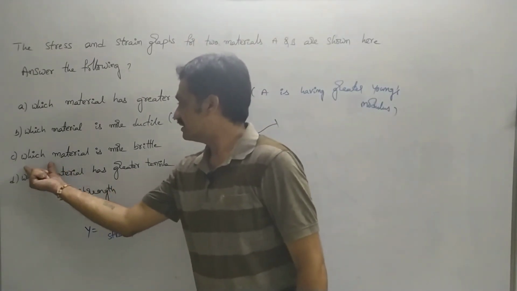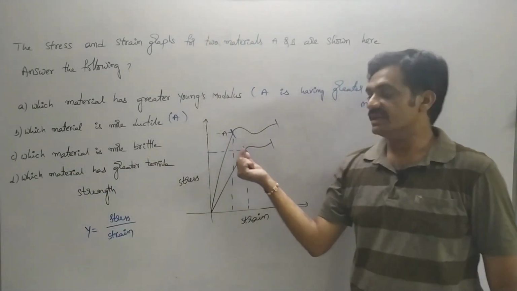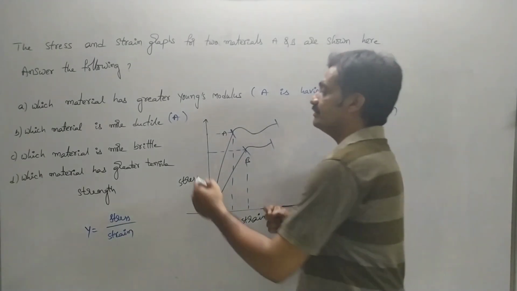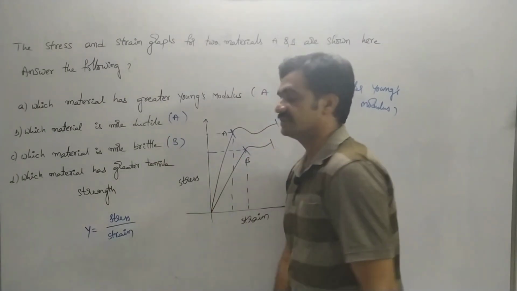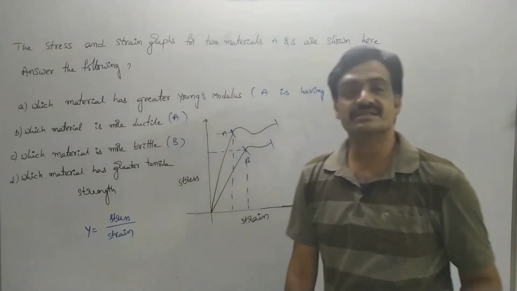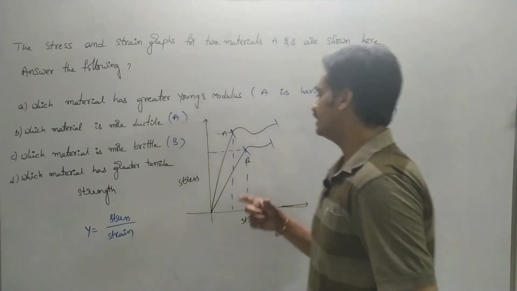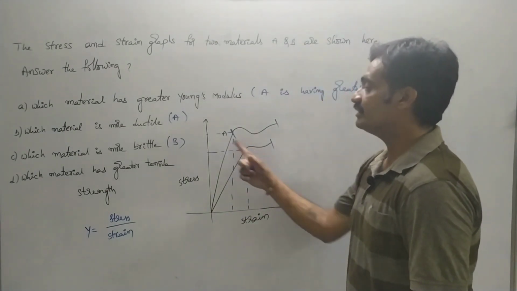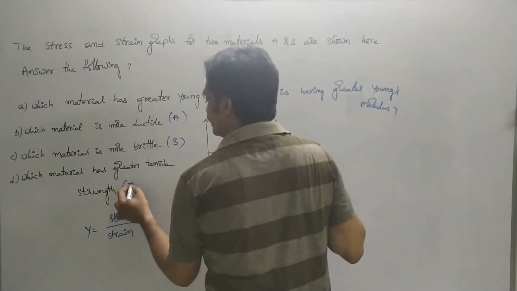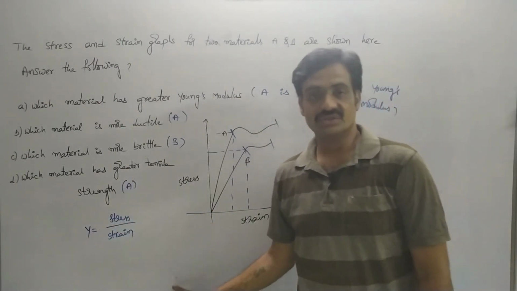Next, observe the third question. Which material is more brittle? As compared to A, B is having less deforming. Based on that, we can represent B is brittle. Next, which material has greater tensile strength? Since A is having a more deforming nature as compared to B, we can represent A is having a greater tensile strength. Take a screenshot.